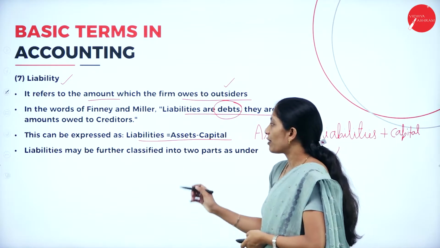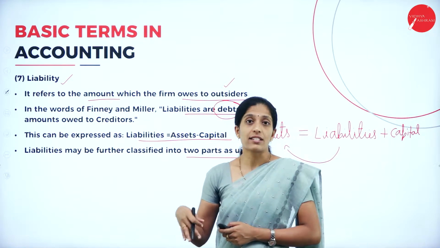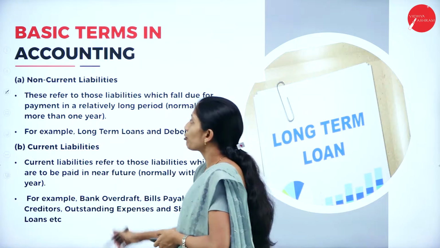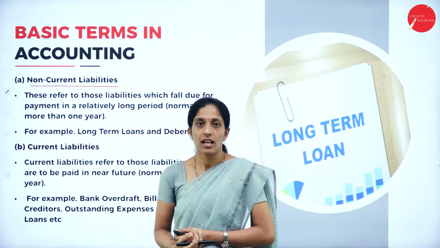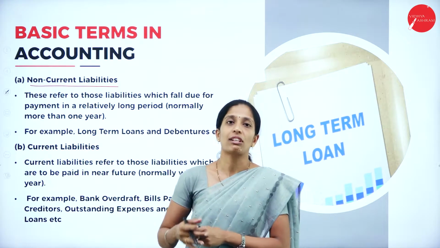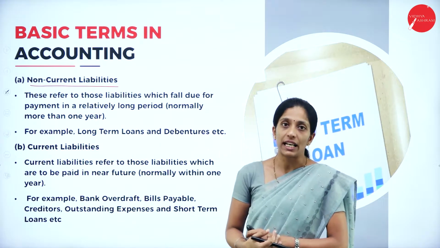So liability may be further classified into two parts as under. Let us see what the types of liabilities are. Here we have two main types. The first one is non-current liabilities. We have learnt about non-current assets. In the same way, there are non-current liabilities also. Now let us see what this non-current liability is.